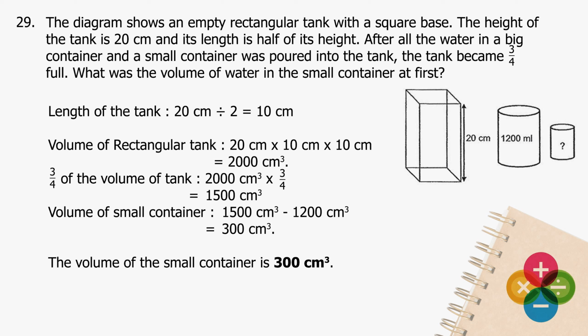The length of the tank will be, divide 20 cm by 2, and the quotient is 10 cm. The volume of the rectangular tank will be, multiply 20 cm by 10 cm by 10 cm, and the product is 2000 cm3. 3/4 of the volume of the tank will be, multiply 2000 cm3 by 3/4, and the product is 1500 cm3. The volume of the small container will be, subtract 1200 cm3 from 1500 cm3, and the difference is 300 cm3. The volume of the small container is 300 cm3.